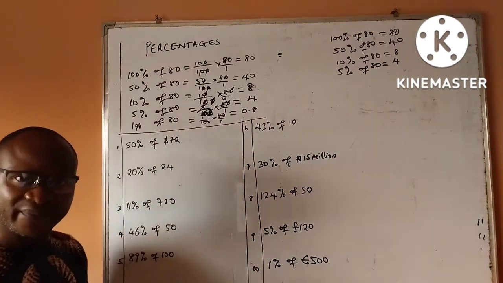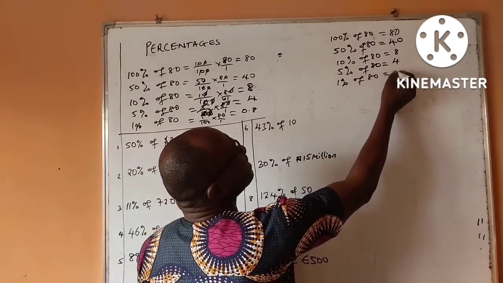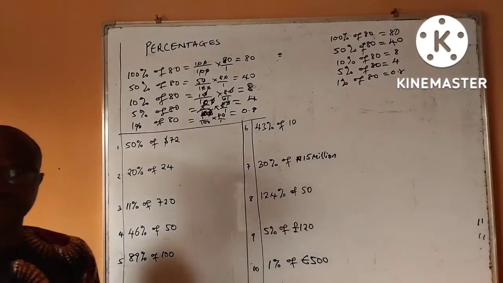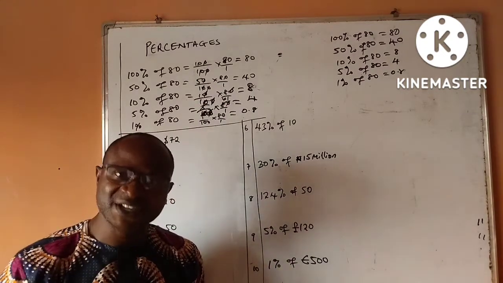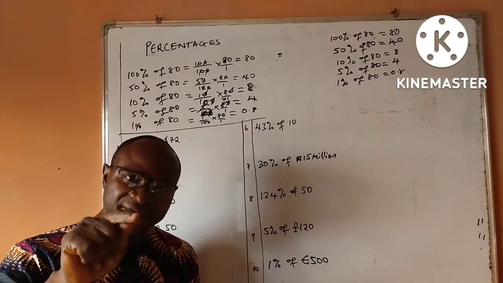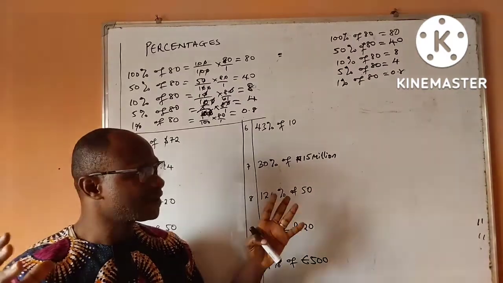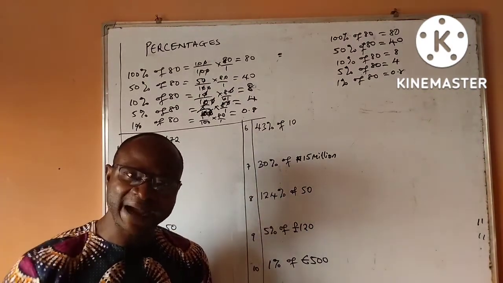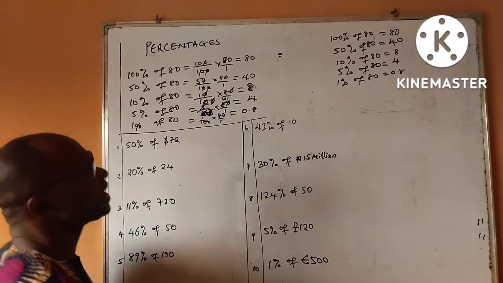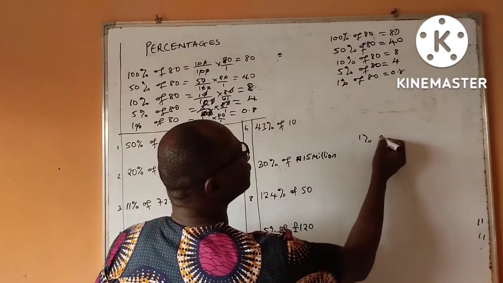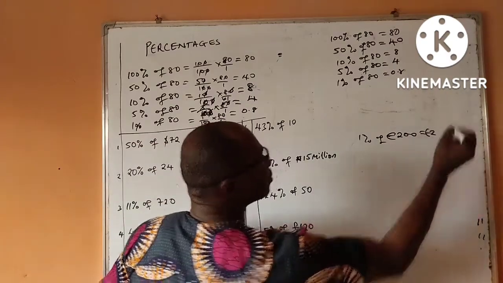Now, looking at this, we can conclusively say that 1% of any number is simply divide that number by 100. So let's put it like this. 1% of 5 is 0.05. That is, I divide 5 by 100. 1% of 500, I will divide 500 by 100, and that is just 5. Okay? Now, I want to find 1% of 200 euros. That is simply equal to 2 euros.